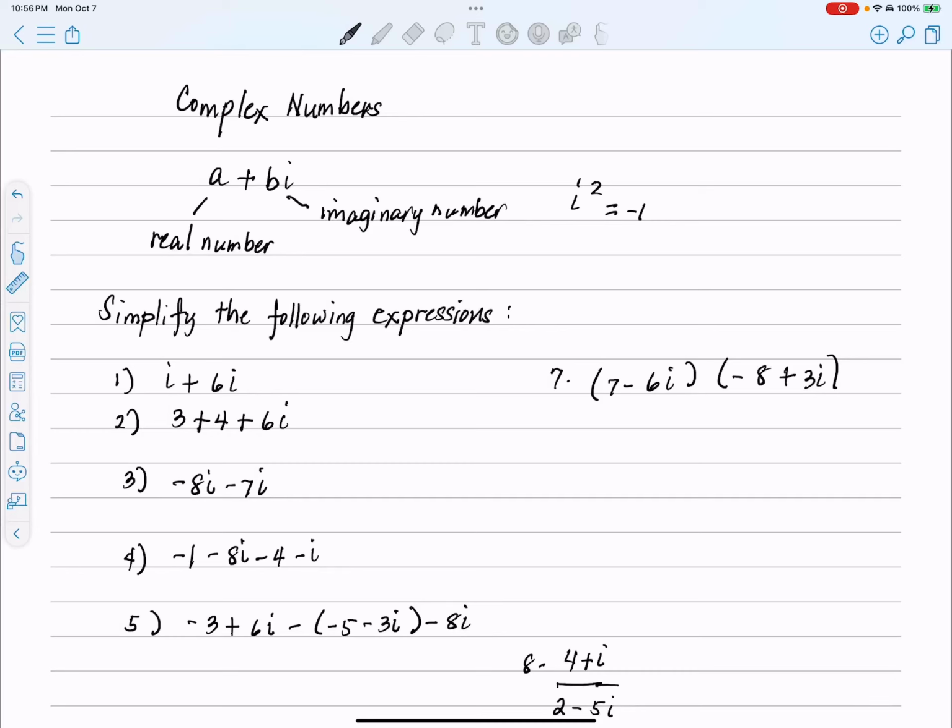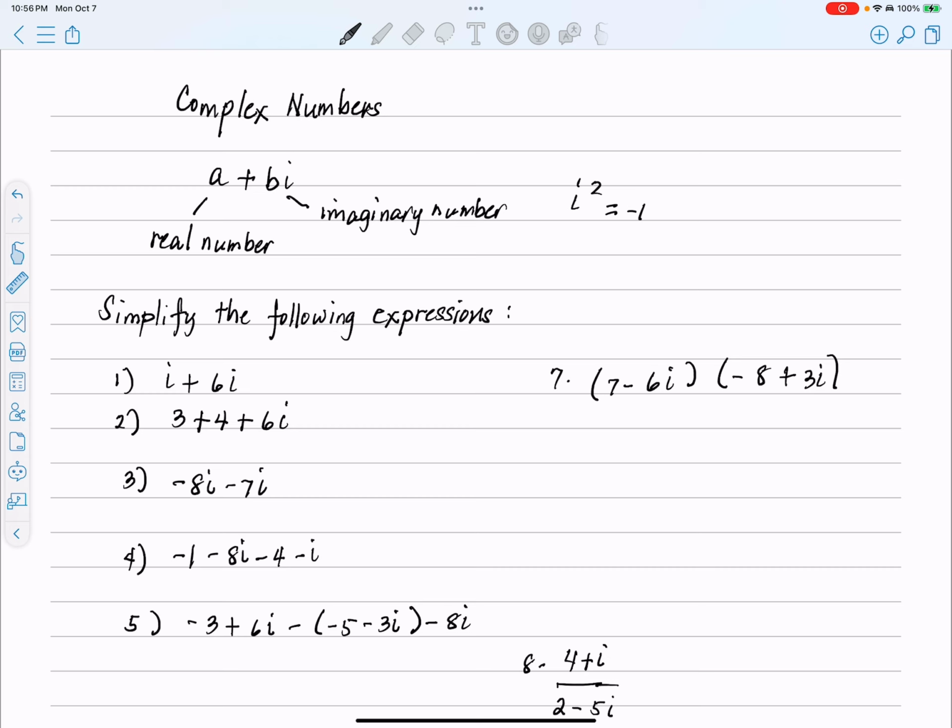Welcome to Matematika. Today we're going to do the last topic that we are going to review in preparing for AP Precalculus. And this topic is the complex numbers.